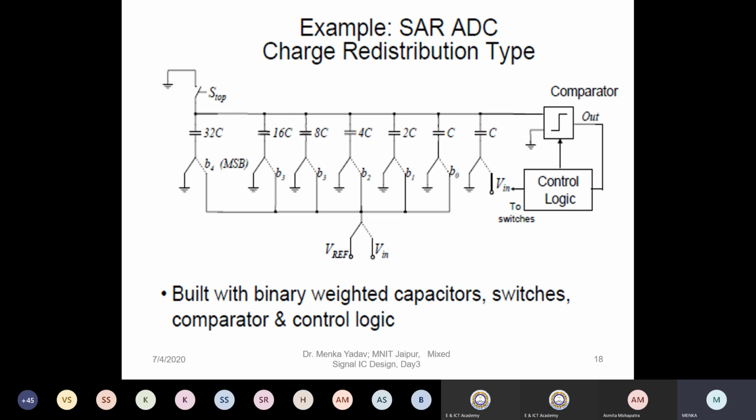You just check the capacitors, C, then again C, 2C, 4C, 8C, 16C, 32C. If all of these are in parallel, can you tell me how much you are getting? If all of these capacitors are in parallel, how much are you getting? Are you getting 32C parallel with 32C?